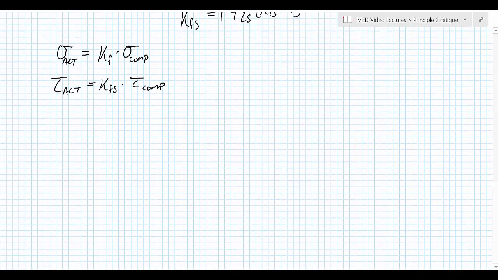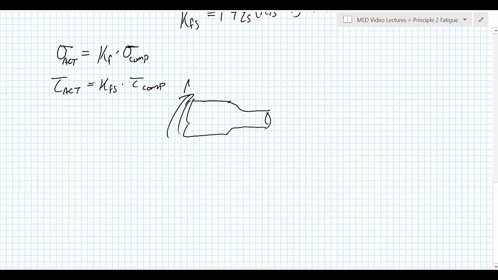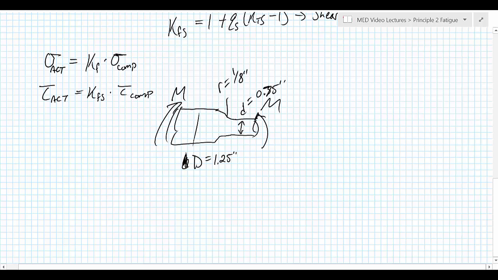So let's see how this works as an example. Say we've got a part that happens to match exactly one of our situations. Not always the case, but we'll fake it for now. This is a round shaft put under bending, under some bending moment, M. And for completeness, I'll go ahead and use some values here. Let's say the large diameter here is 1.25 inches. The small diameter on the smaller end of the shaft is 3/4 of an inch, so it's 0.75 inches. And the fillet that I drew here so marvelously has a radius of 1/8 of an inch. So this is obviously not a complete problem, but it sets up our situation.